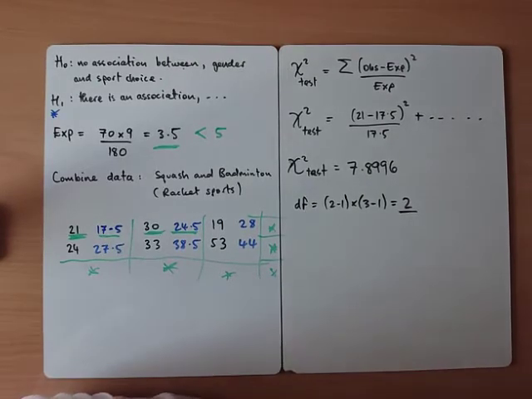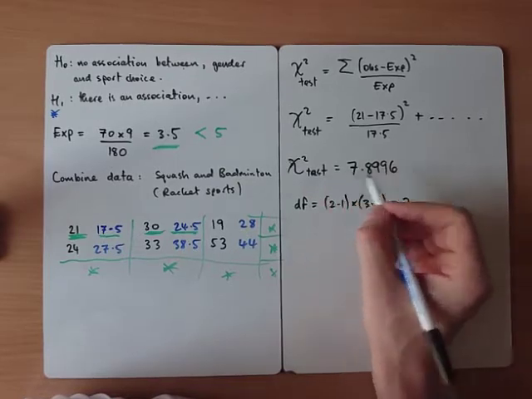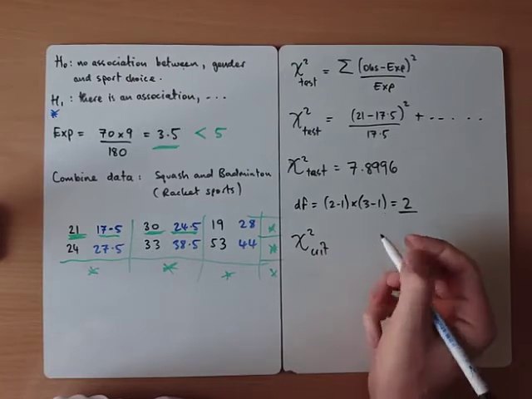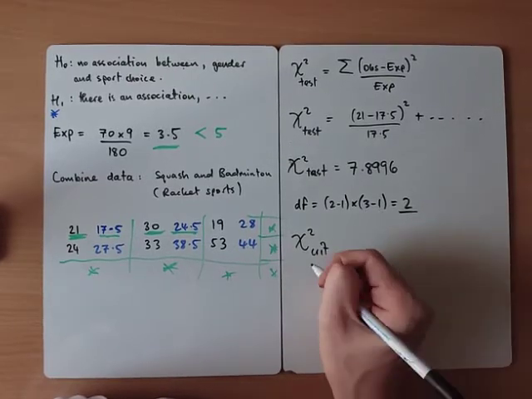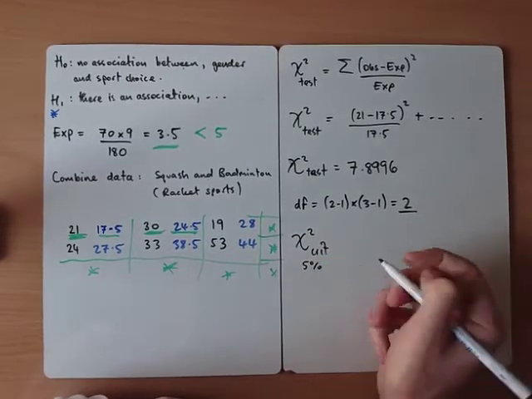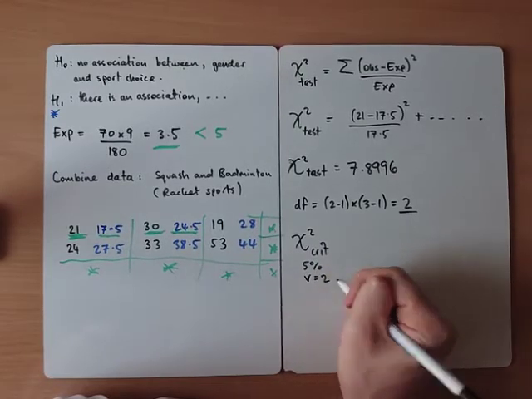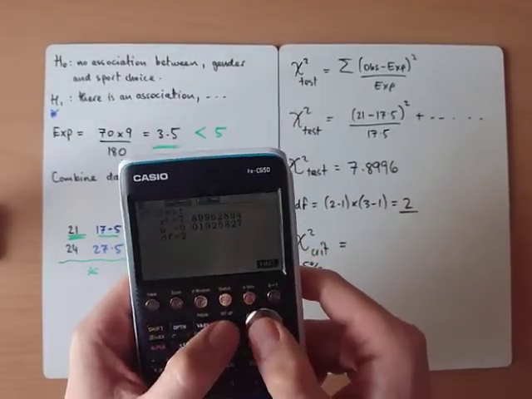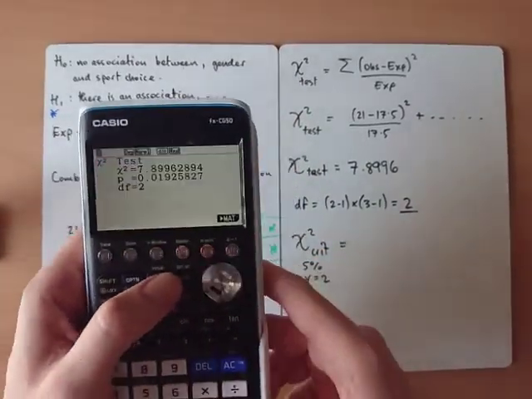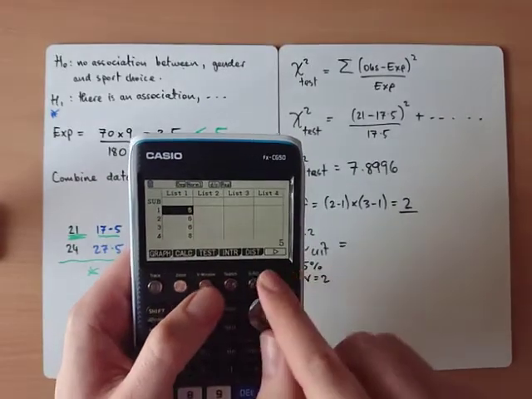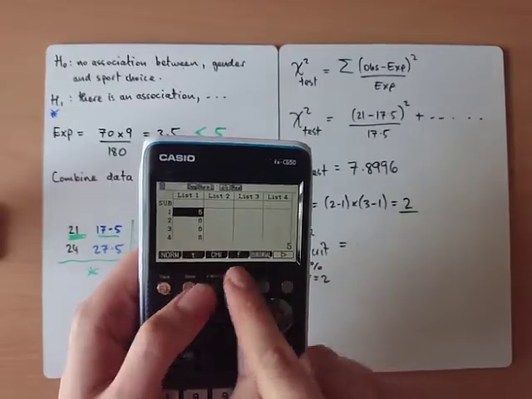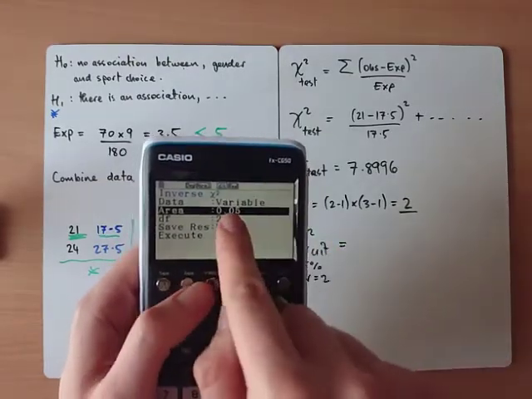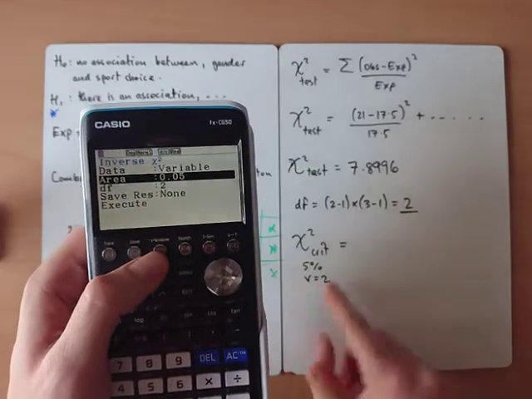Okay, so we've got this test statistic, we need our critical value, and we're testing at the 5%. So it's a 5% test, degrees of freedom is equal to 2. It's going to be the same critical value from the last video, but let me just show you how to find it. Okay, so we go back and we go on to distribution, chi, inverse chi. Area 0.05 because it's 5%.